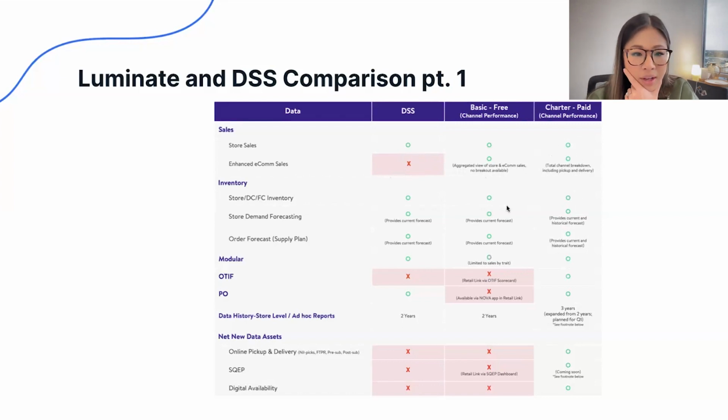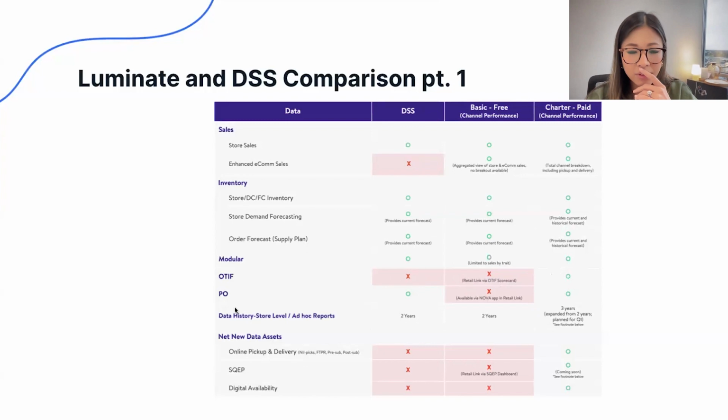Another thing that we have heard is, is Luminate going to replace OTIF? Is it going to replace SQEP and all that good stuff? So for OTIF, if you guys are in charge of the compliance side, you know that there's the OTIF scorecard. For Luminate Basic, they are still recommending that you utilize the OTIF scorecard. So if you're not going to pay, that's where you're going to get the OTIF data. But obviously, if you pay for it, they're going to include the OTIF information in Luminate Charter.